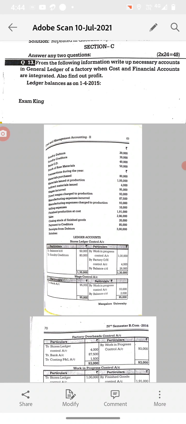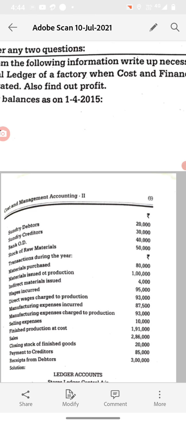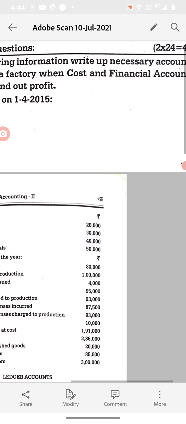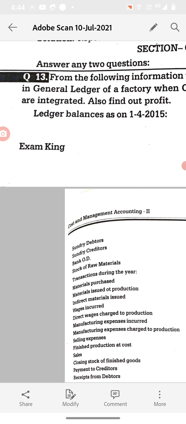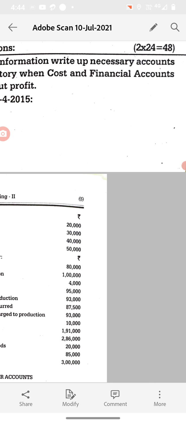So, we have understood some aspects of journal entries and one or two problems of ledger accounts on question paper problems of Mangalore University. And today, one more problem we will take up on ledger accounts. So, from the following information, write up the necessary accounts in general ledger when cost and financial accounts are integrated and also find out the profit.